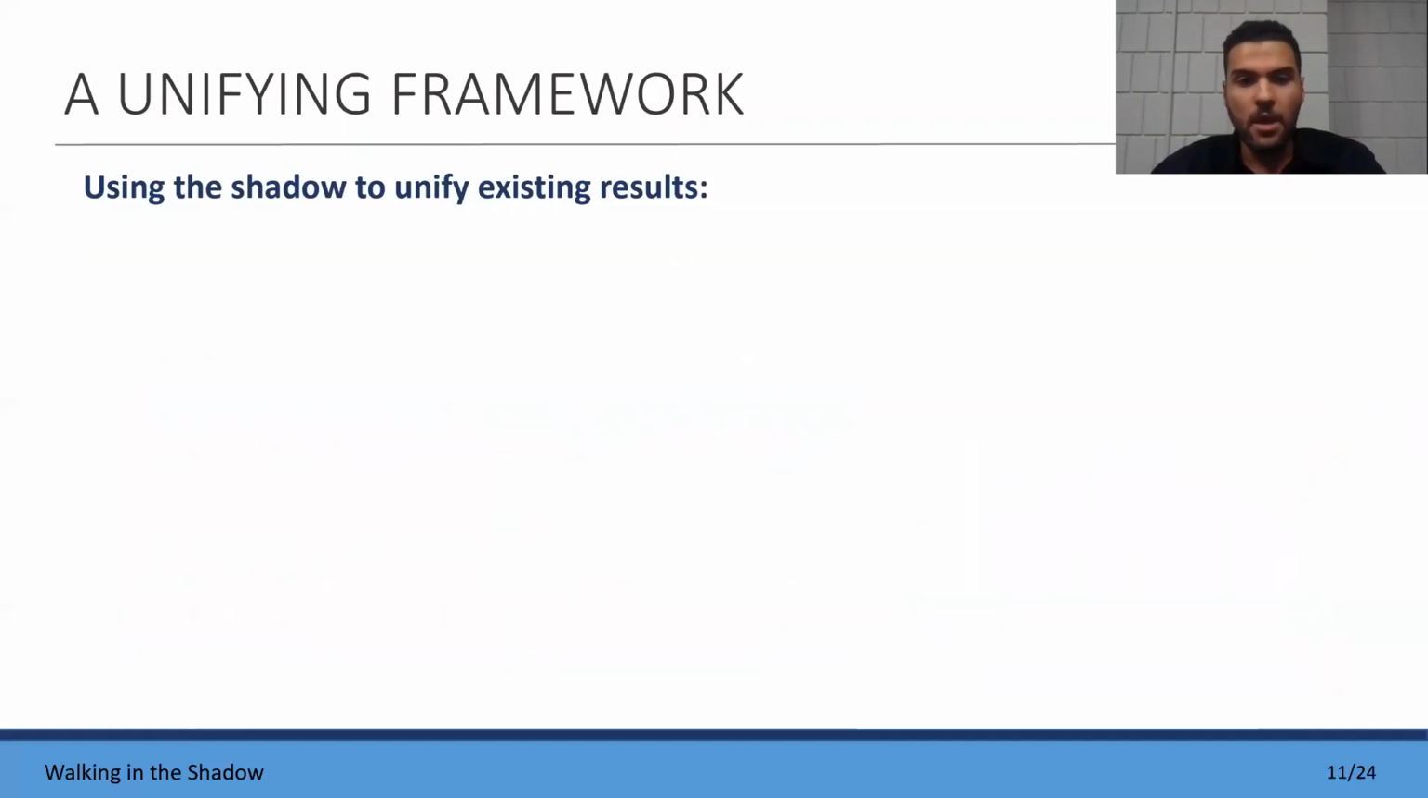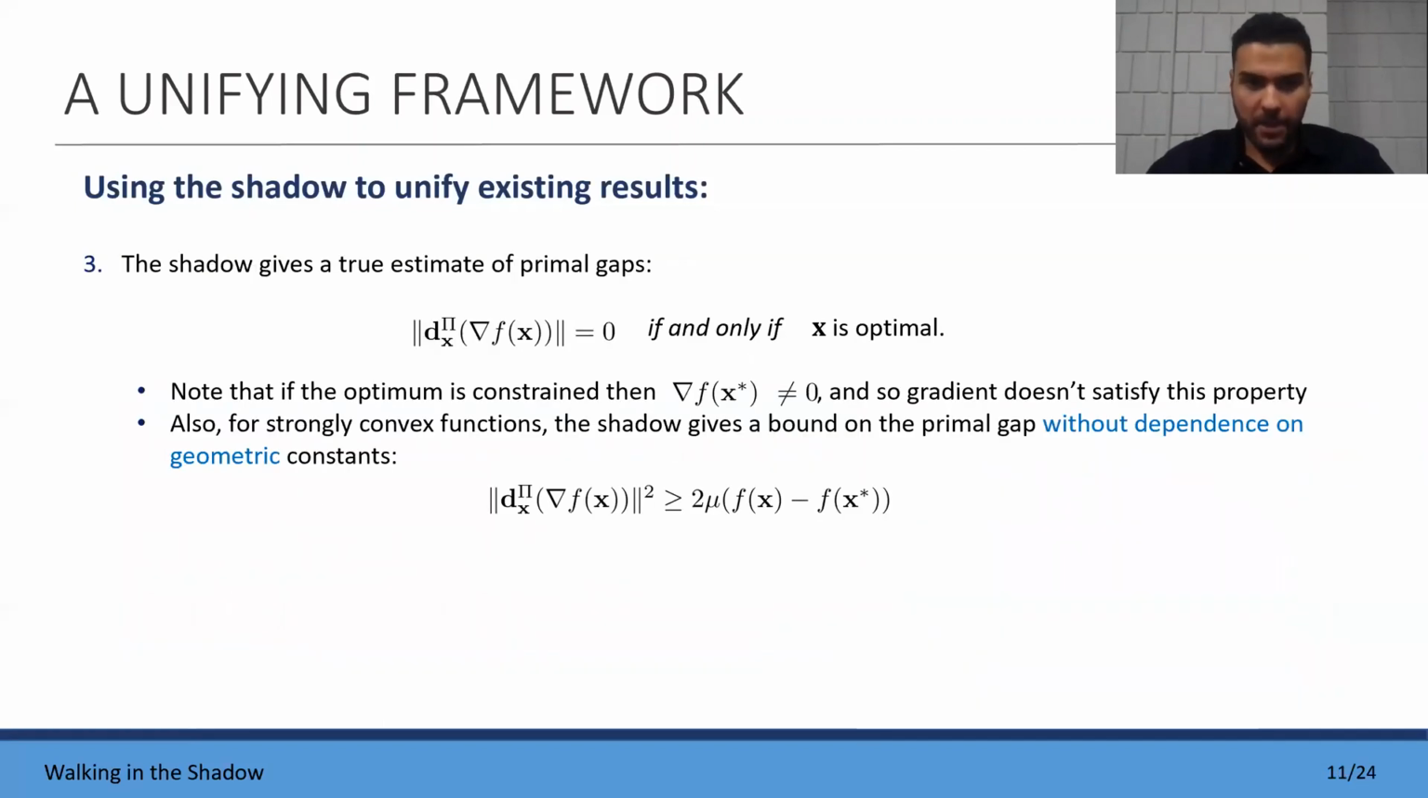This gives a novel connection between PGD and CG variants, and it also gives a new view of these Frank-Wolfe steps. Now, the nice thing is that the shadow also gives a true estimate of primal gaps, meaning that at a point x, the norm of the shadow is 0 if and only if x is optimal. Note that the gradient does not satisfy this property, because if the optimum is constrained, then the gradient is not 0 at that point. Also, we can use the norm of the shadow as a tight proxy for the primal gap for strongly convex functions, as we see in the inequality here given in the slide.